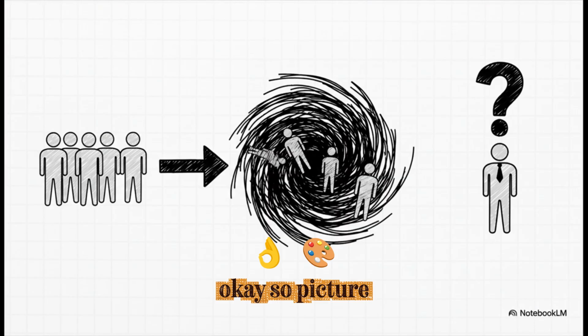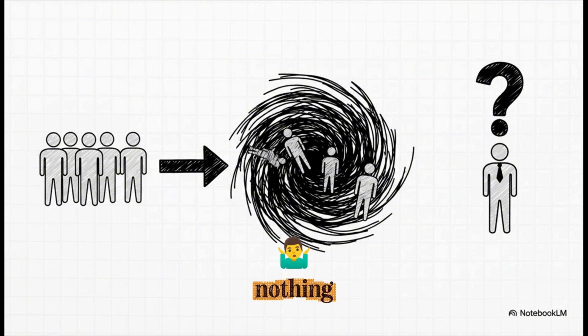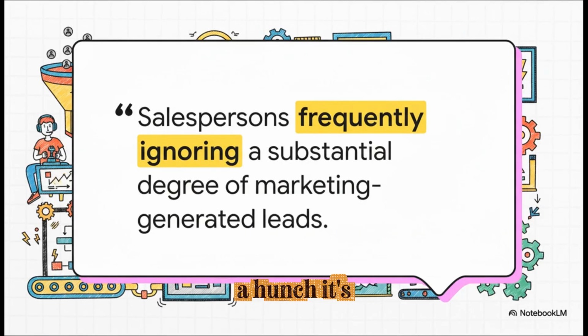Okay, so picture this. Your marketing team is crushing it. They're generating all this buzz, bringing in tons of potential customers, but then, poof, nothing. Those potential sales leads just seem to disappear into a black hole. They get past the sales team and are never heard from again. That's the leaky funnel.